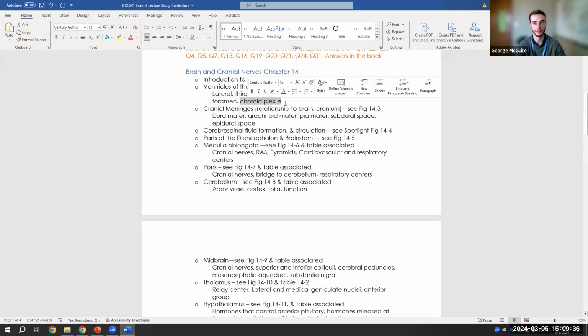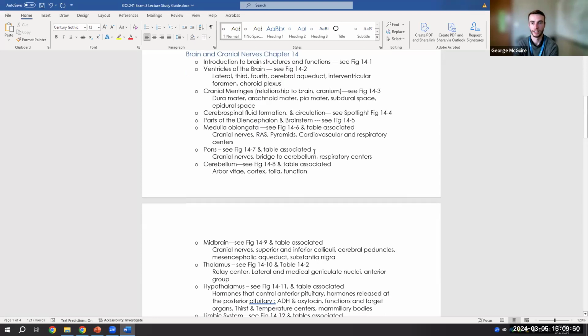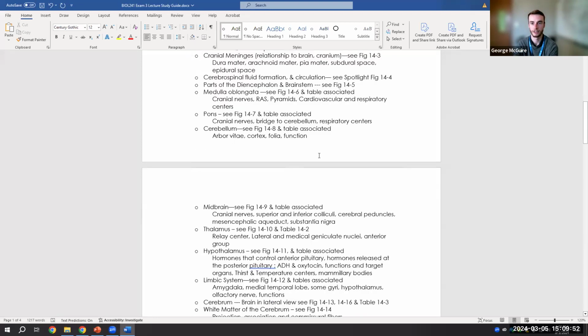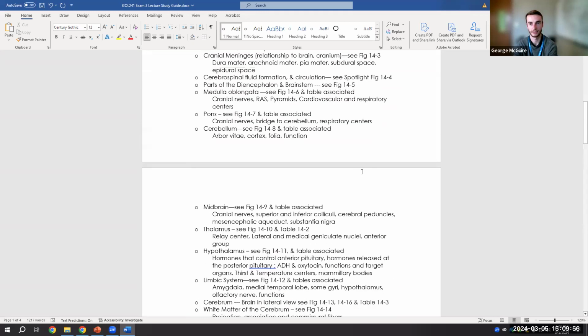So ependymal cells produce CSF. This is where all of our CSF, the cerebrospinal fluid, is coming from. So that basically answers this last point, just knowing about the choroid plexus in general. And then beyond that, most of it is what I had been saying today.